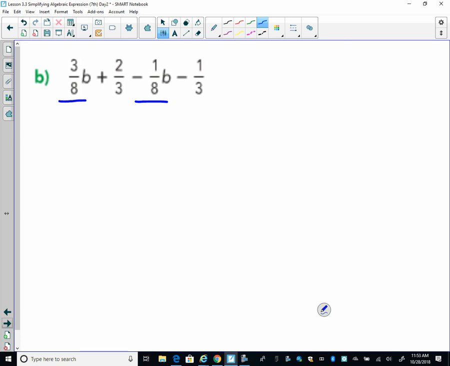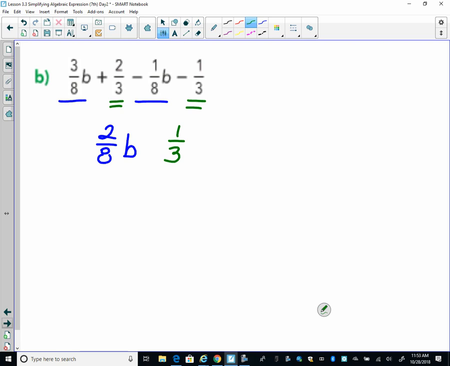Now we also need to pay attention to the signs in front of the terms. Notice 1/8 B has a subtraction sign in front of it. So we're going to do 3/8 B minus 1/8 B, which gives me 2/8 B. We'll come back to that in a moment. And then let's look at our other like terms. Here we have constants, we have 2/3, and we have 1/3. Notice the sign in front of the 1/3 is subtraction. So we're going to do 2/3 minus 1/3, which leaves us with 1/3.